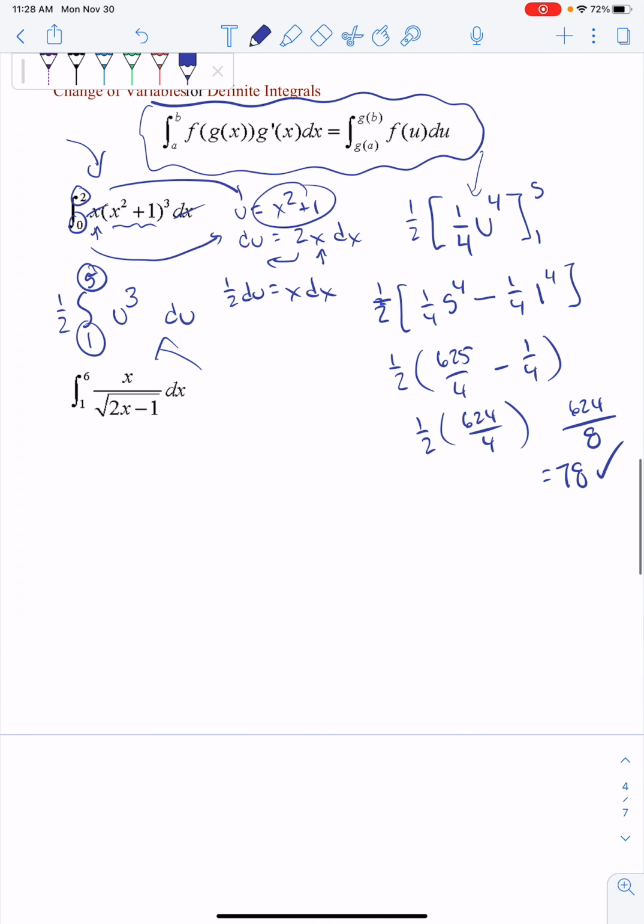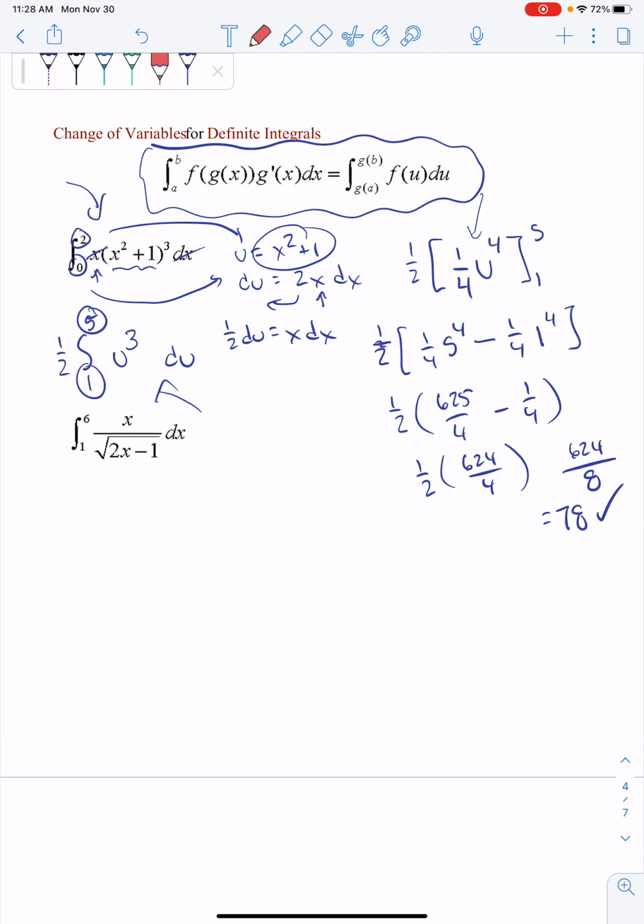Okay, so moving on to this next one. We're integrating from 1 to 6 of x over the square root of 2x minus 1. This one's a little bit more messy. There's going to be a lot more algebra involved here, but let's go ahead and try u being 2x minus 1, which means du is going to be 2 dx. Now, I don't have anything else in there, so when I move the 2 over, I've got 1/2 du equals dx.